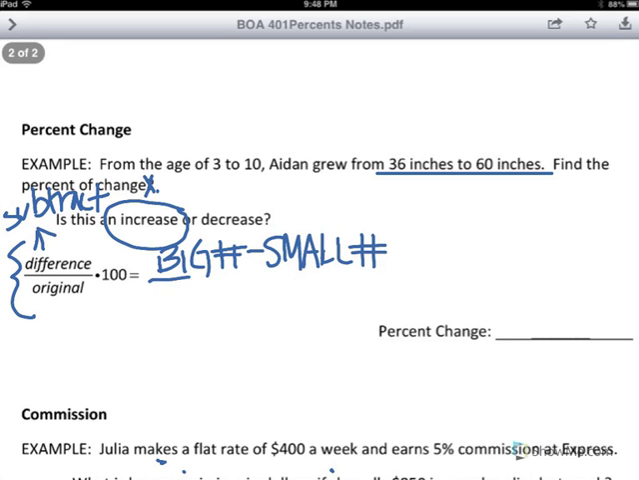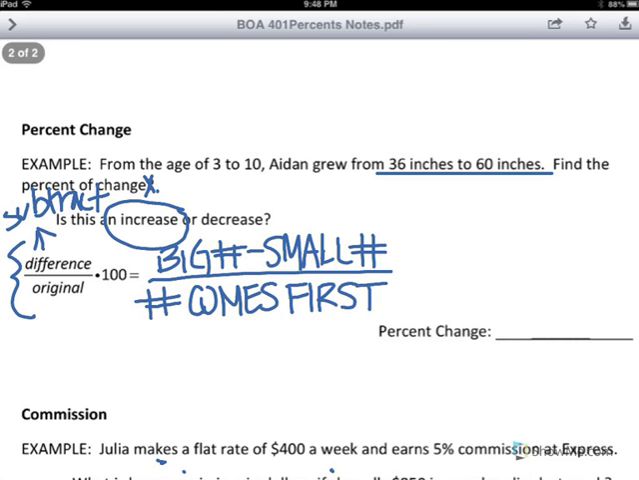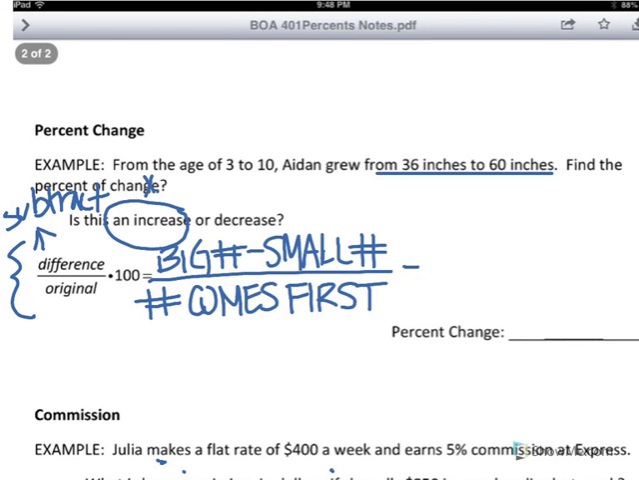And if we recall what original means, we're talking about the number that comes first. So when we're reading the problem, it's the one that comes first in time. So when we're talking about that number, we're talking about Aiden when he first started at 36 inches. So we're going to take our big number minus our small number, so 60 minus 36 all over the 36, which is what he started at, and multiply by 100.